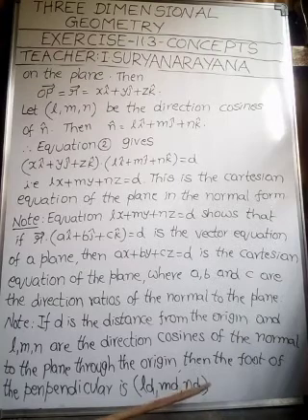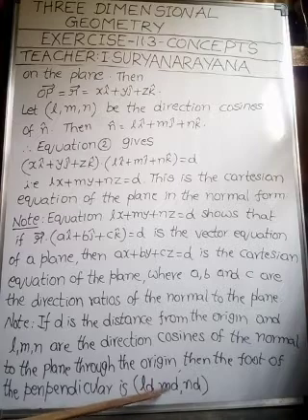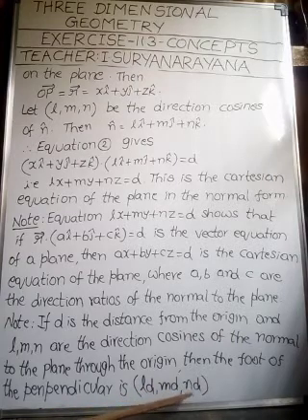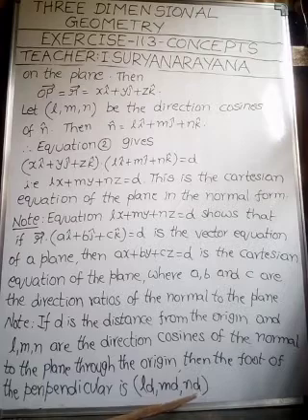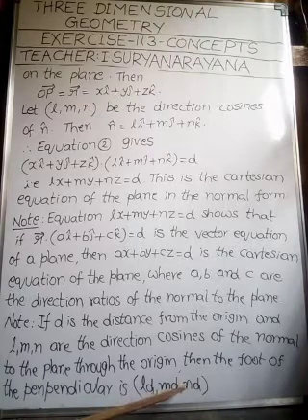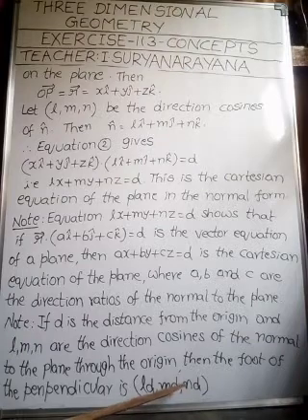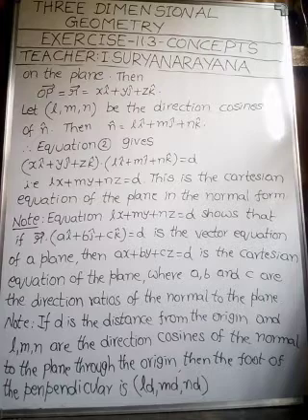Sometimes they will ask, find the foot of the perpendicular from the origin to the plane. In that case, use this formula: LD, MD, ND, where D denotes the perpendicular distance of the plane from the origin, and L, M, N denote the direction cosines of the normal to the plane through the origin. Okay, my children, understood this point?